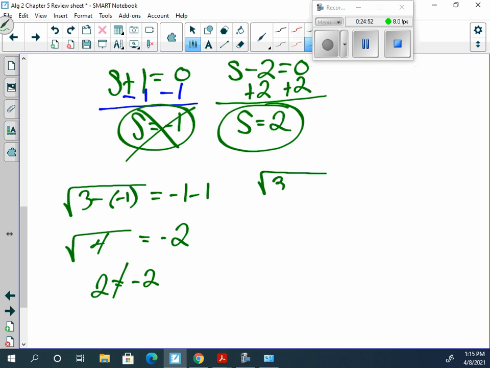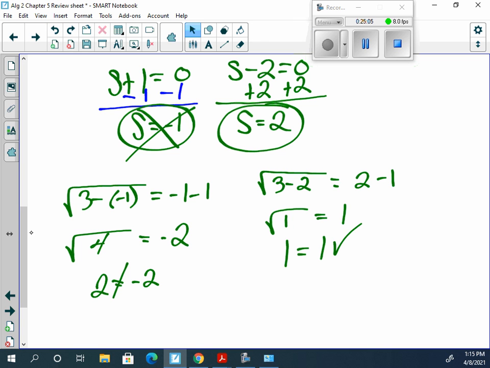Now we can plug 2 in. 3 minus 2 is equal to 2 minus 1. Well, 3 minus 2 is 1. 1 is equal to 1. It works. So the answer for this is 2.